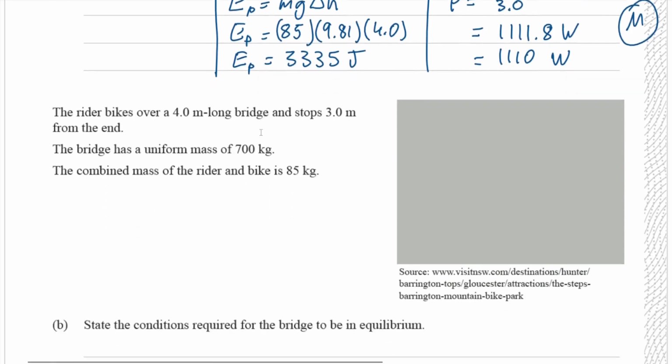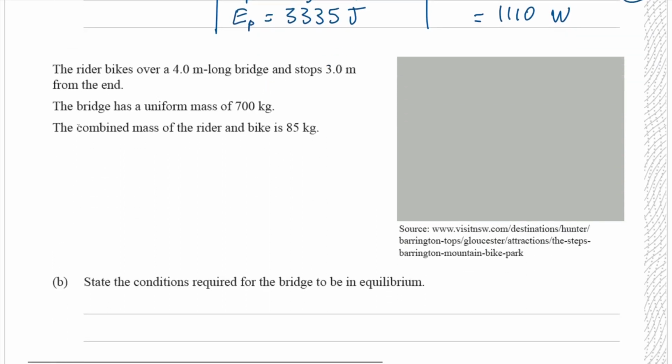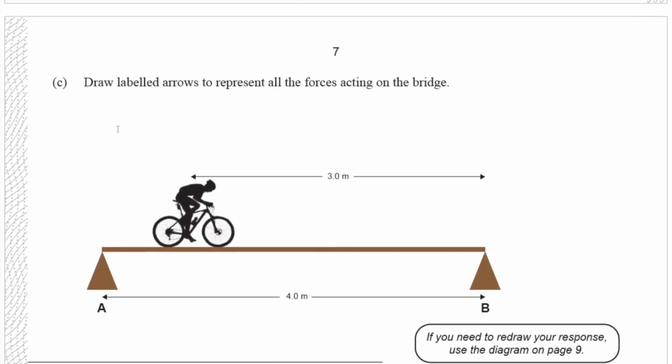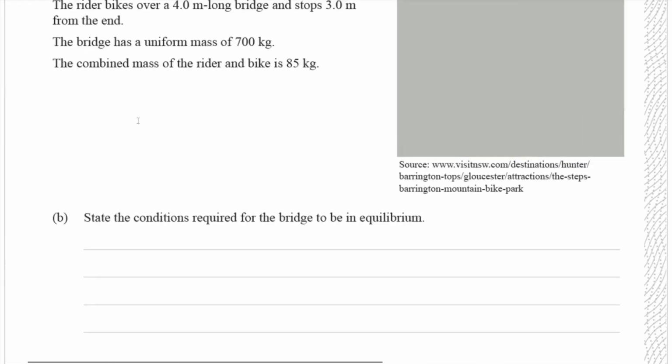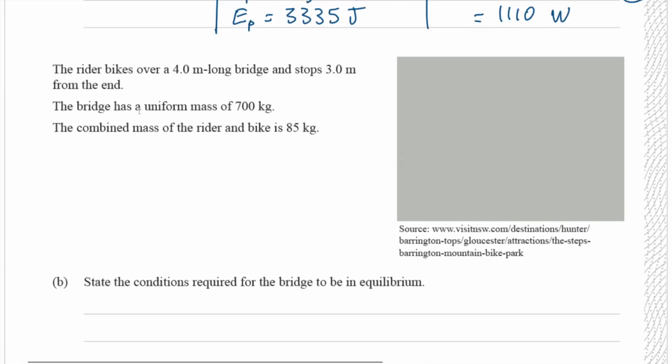Alright, now the rider bikes over a 4 meter long bridge and stops 3 meters from the end. So I think a diagram down here, yep. So they're just 1 meter into the bridge. The bridge has a uniform mass of 700 kilograms, and the combined mass of the rider and the bike is 85 kilograms. State the conditions required for the bridge to be in equilibrium.